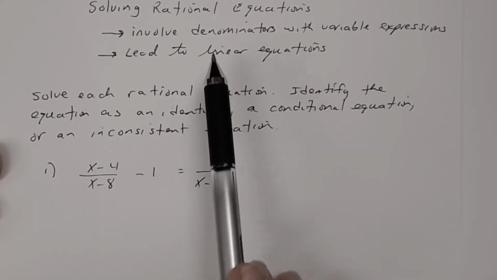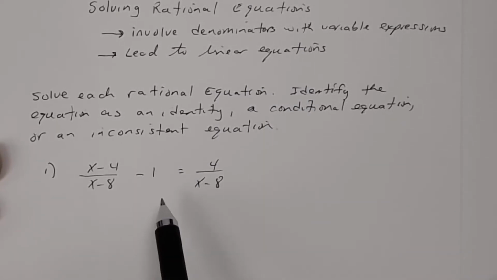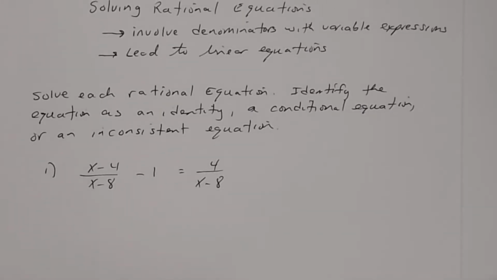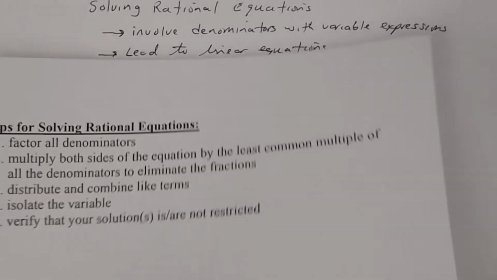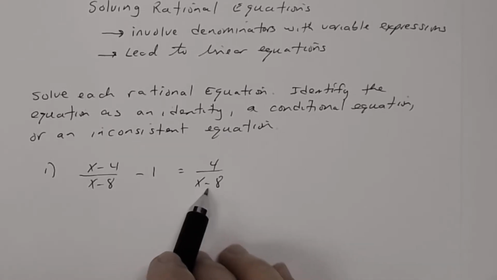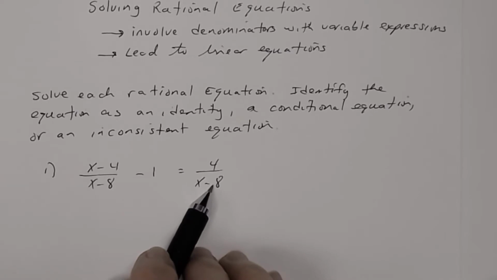In particular, though, remember we're looking at rational expressions where the denominators involve variable expressions. The first thing we have to do, according to our steps, is factor all denominators. If you look at x minus 8, and the 1 here is considered 1 over 1, you can't factor x minus 8. There's nothing else you can do with this.